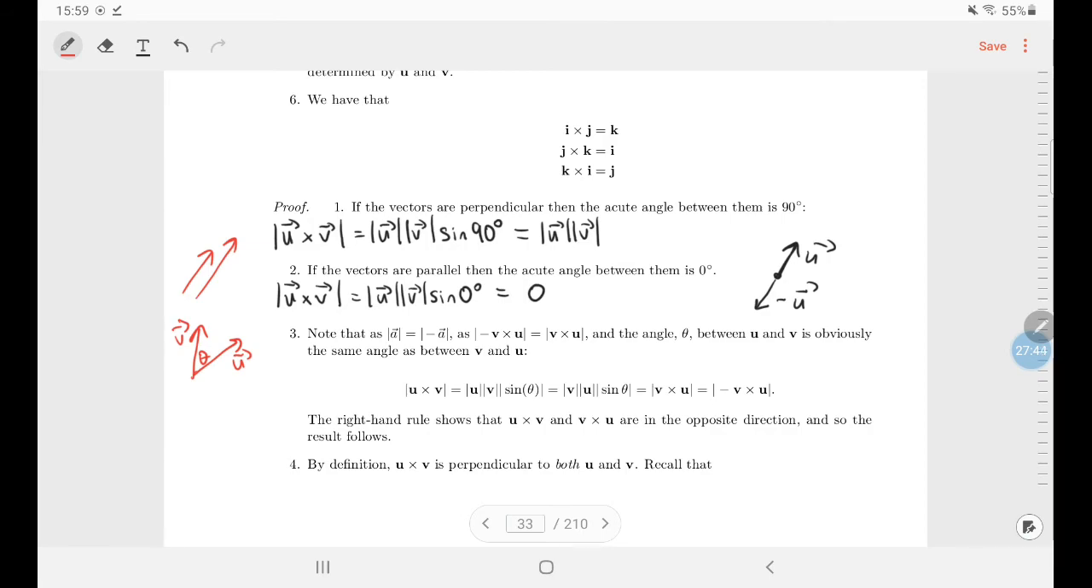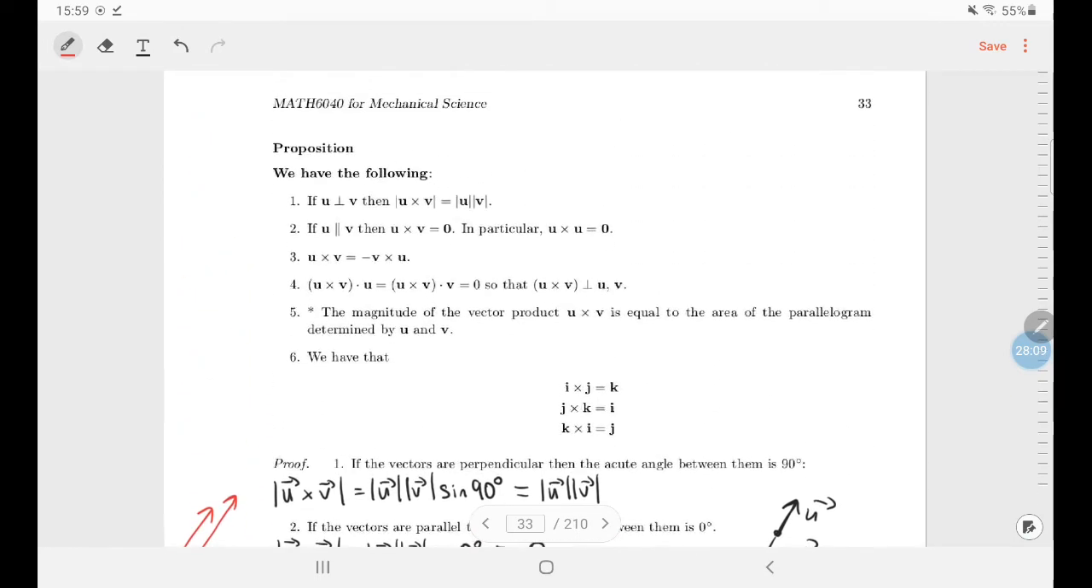So basically what I've said here is that I have a vector, say this is u cross v, and I have another vector, v cross u. Now they're in opposite directions, and all we have to show to say that one is minus the other is to show that they have the same length, and that's what this calculation is doing. Okay.